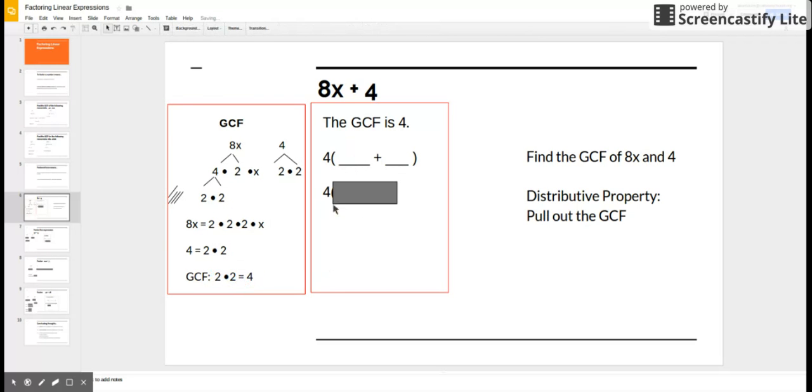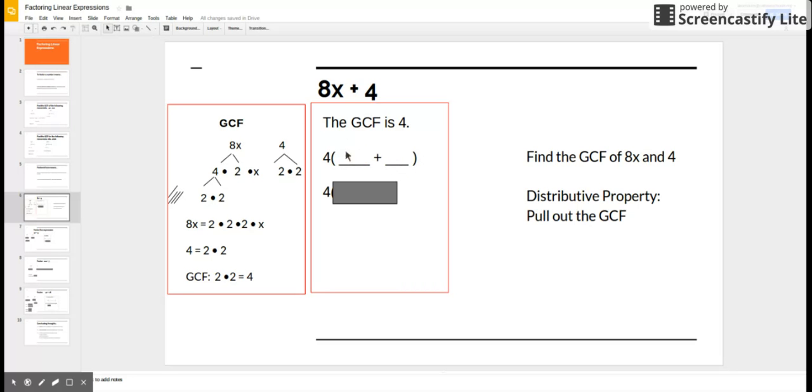But we're going to work on this side mostly. So the GCF is 4, right? 4 goes into both of these. So this is how I'm going to set up my factored form of this expression. So 4 times what plus what? So that's why I have the 2 blanks.